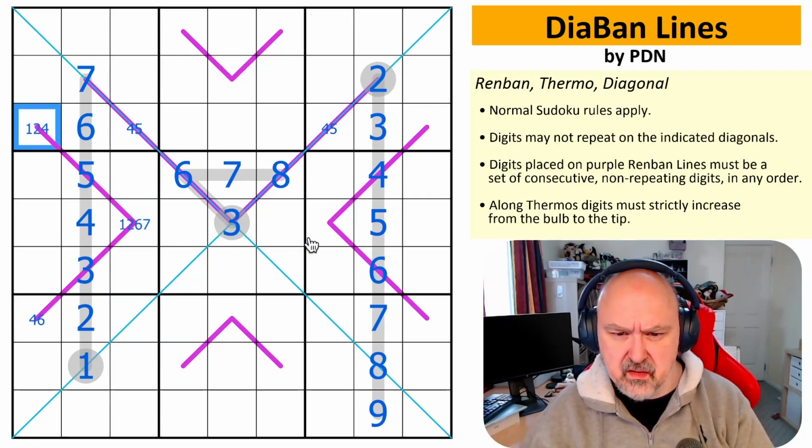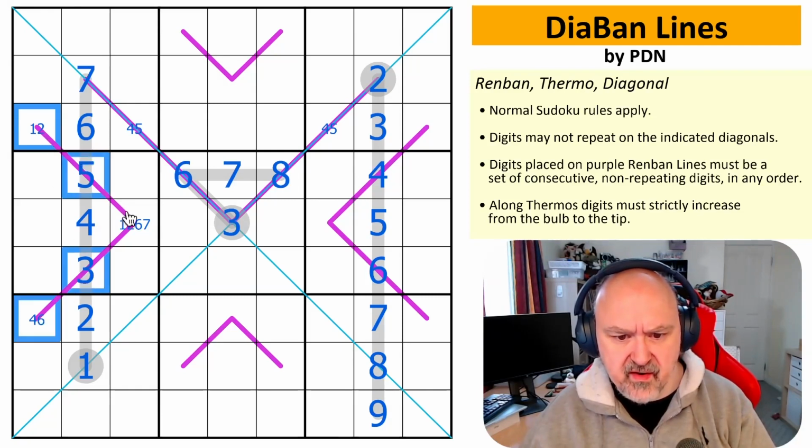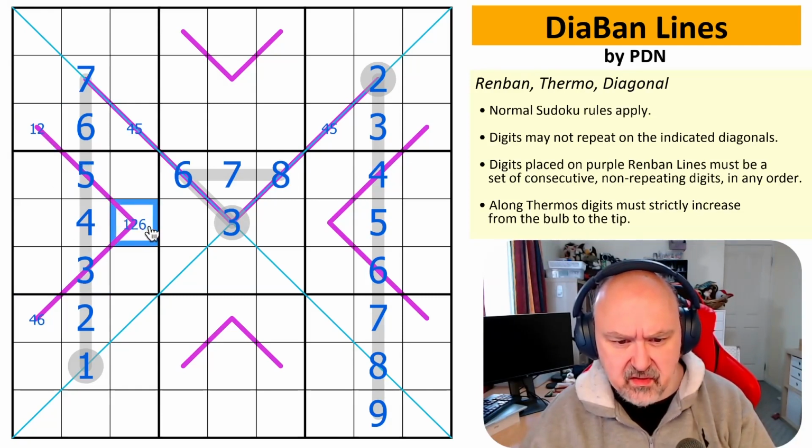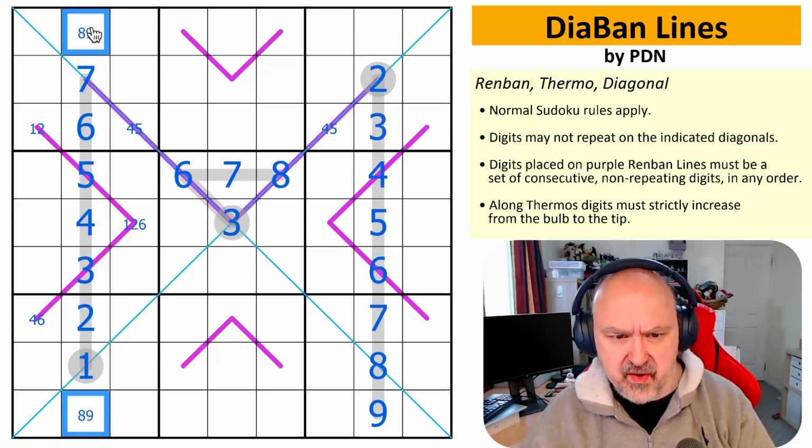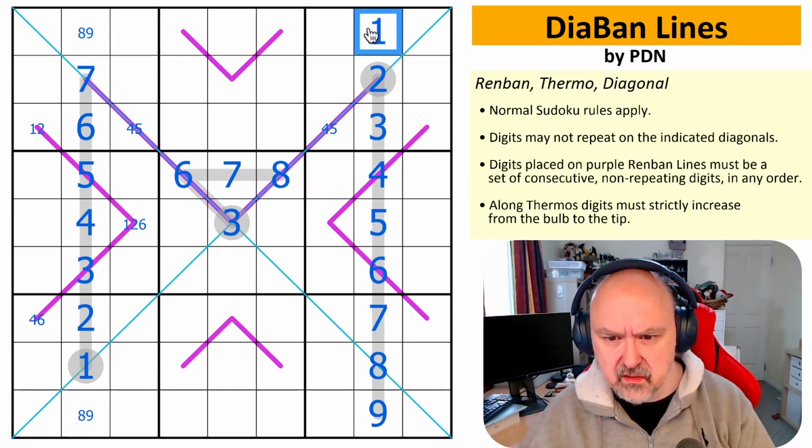But that can never be 4 because of the 4-5 pair. So I have to have 1 or 2. So 1, 2, 3, or 2, 3, 4, 5. I can never get as high as 7. This is an 8, 9 pair. I should have put that in. This is a 1.